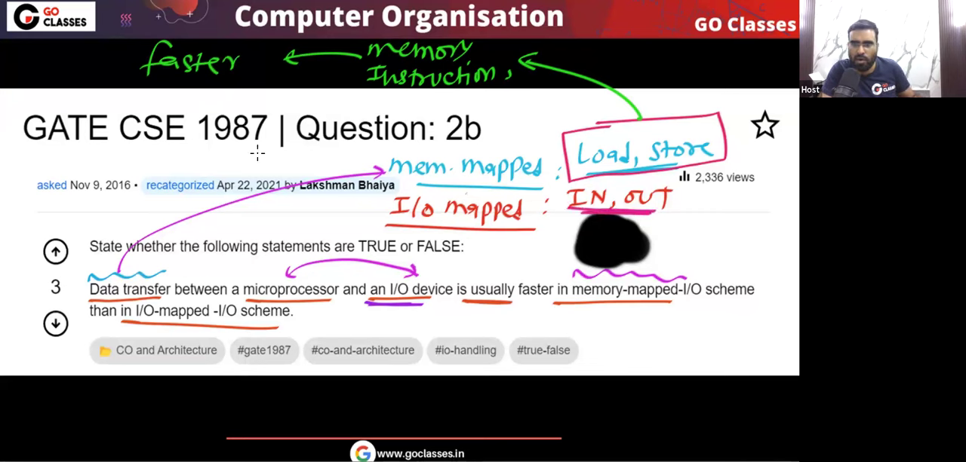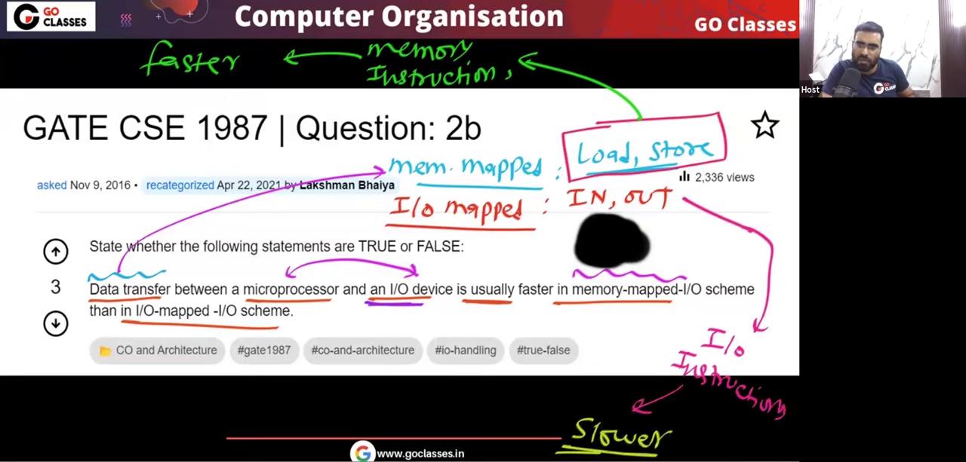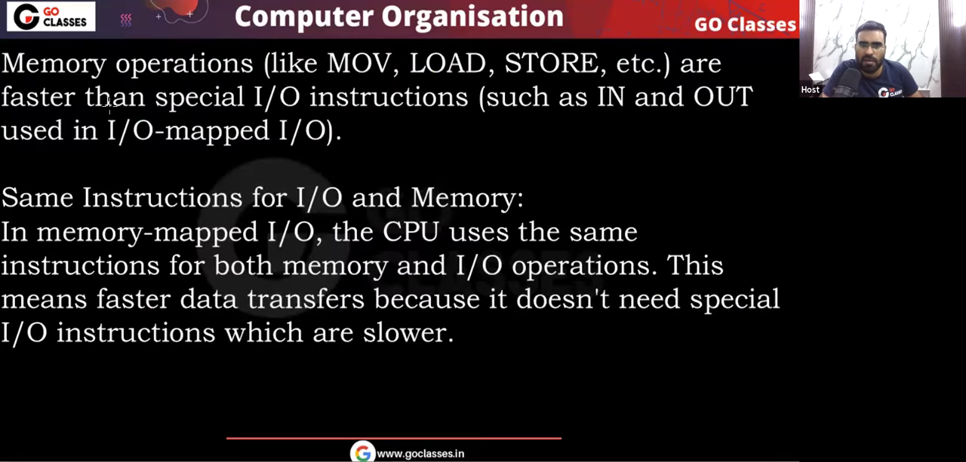And remember, in and out are IO instructions, and they are slower. Is this clear? So finally, is this statement true or not? Yes, this statement is true. So memory mapped IO is actually faster. Did you understand? Let me know.